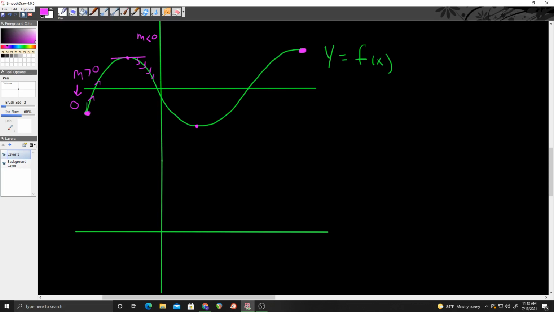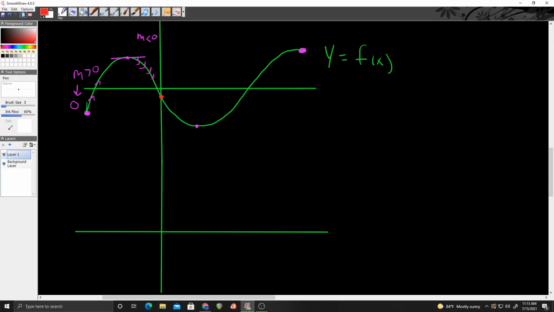Now, that is the case until we get about here. This is a nice Unit 5 discussion we're having here, everybody. Right here, approximately, I'm just looking at the curve, the slope stops getting more negative and starts to turn around the other way.